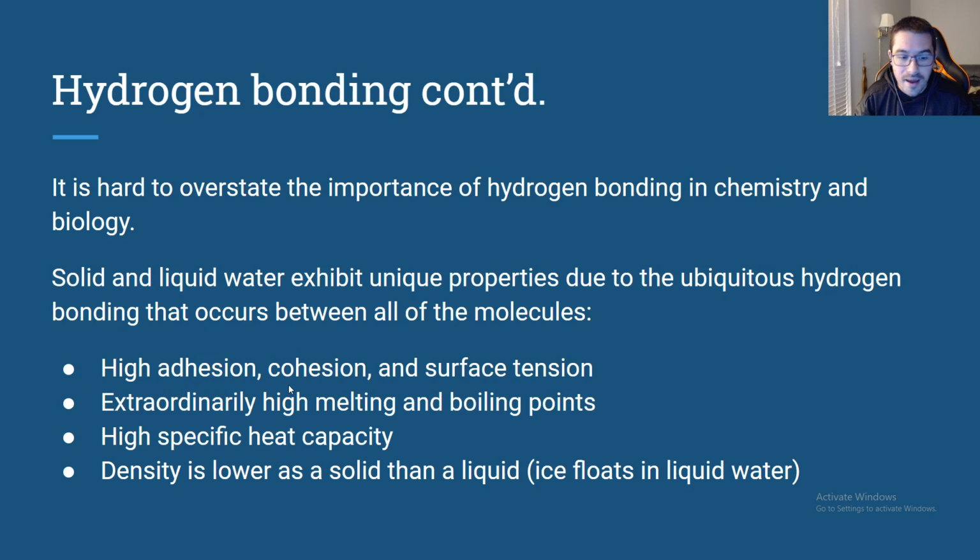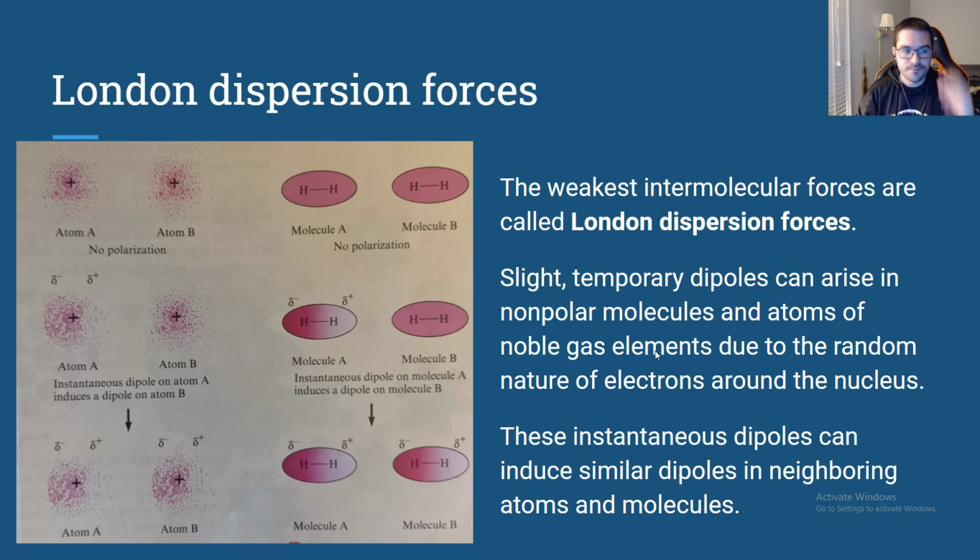So water has really high adhesion and cohesion and surface tension, extraordinarily high melting and boiling points, a really high specific heat capacity, and its density happens to be lower as a solid than as a liquid, which results in ice floating. All of these are a result of hydrogen bonding. We don't have the time right at this moment to get into all of these in nitty-gritty detail. I may be giving you a link to a video or two that'll explain this in a little more detail. But it is important to know that water does have its unique properties due to the hydrogen bonding that's present. Okay, so dipole-dipole forces, or interactions, that's one big category.